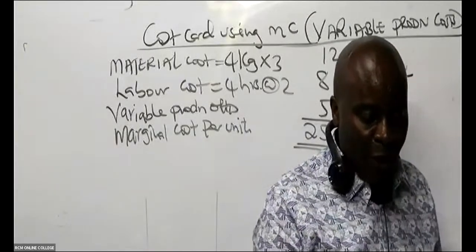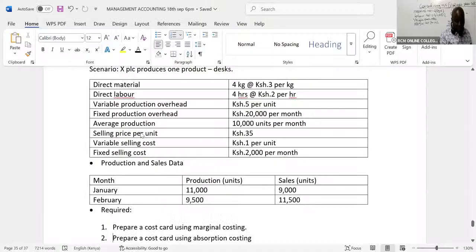Remember, if you look at your past papers, because it's a past paper question that I brought here, you'll be able to see somewhere down here, after the direct materials, we have direct labor, we have variable production overhead, we have fixed production overhead. Those ones cannot come to our statement here, because this is marginal costing, which is variable production costing. Then we have average production, then we have selling price. And then you can see down there, we have variable selling cost.